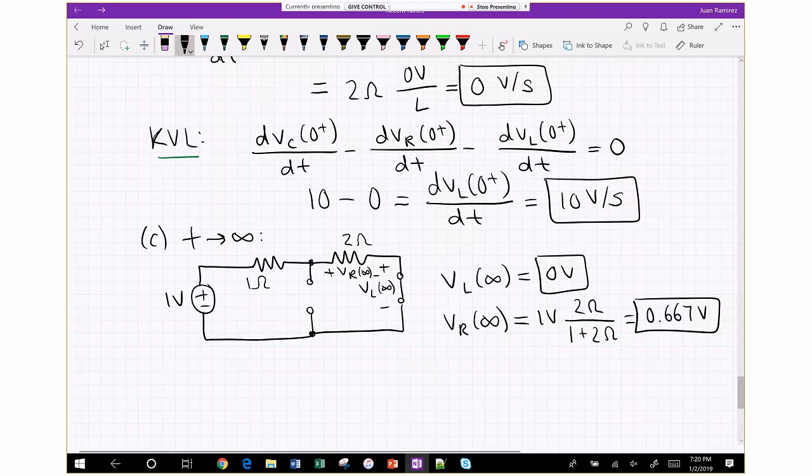And that is 0.667 volts. So that's how you can use the fact that inductor currents don't change instantaneously and capacitor voltages don't change instantaneously. You can use those facts to then be able to find voltages and rates of change of voltages of pretty much any other value using the knowledge of those facts.